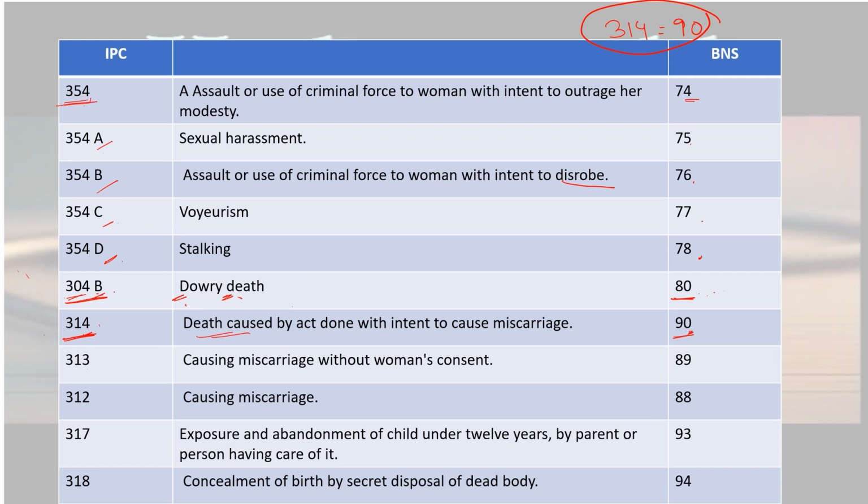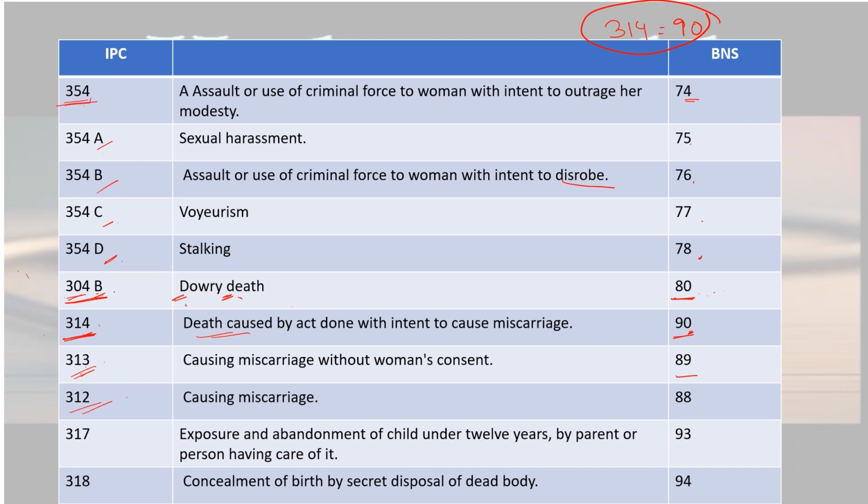Now, 313 means without consent. Means the mother is not aware, but without consent, miscarriage is caused. So 314 minus 1 and 90 minus 1, 89. 312 means with consent, miscarriage, criminal abortion.